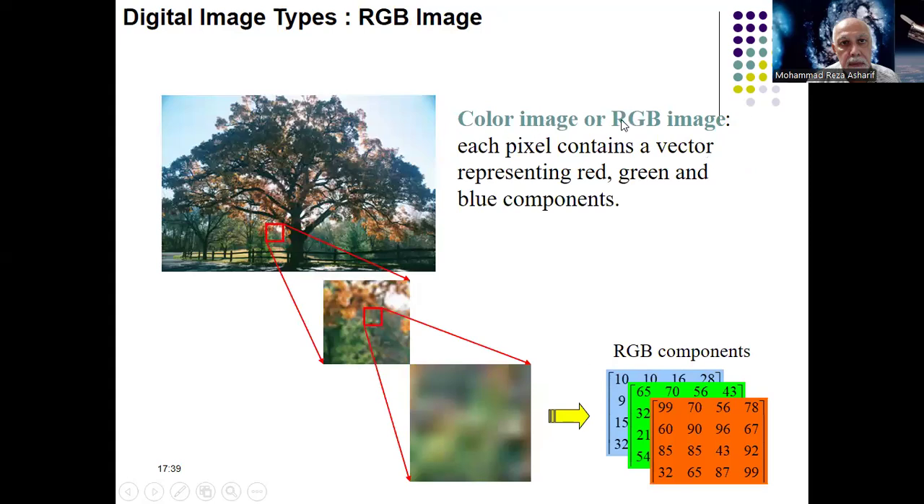For a color RGB image, we have, for instance, this circle here, that circle, this square here, and then inside this square a much smaller square, and then there is blue, green, red. The measure of the RGB components is this, and then you can see the color.